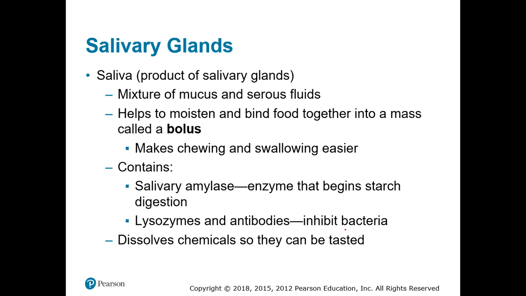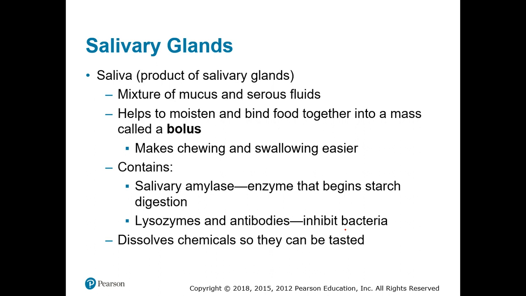The next thing we're going to hit on is actually an accessory organ, and these are called salivary glands. Salivary glands release a product that we know as saliva. Saliva is a mixture of mucus but also serous fluids, and the whole point of saliva is to help moisten and bind food together into a mass that we swallow. This mass of bonded food is called a bolus. The whole point of putting food into a bolus is to make chewing and swallowing a lot easier.